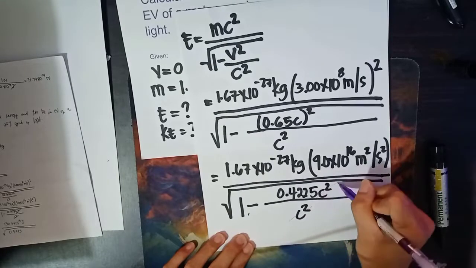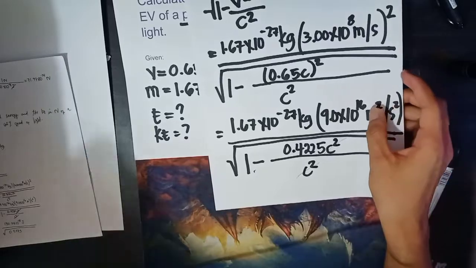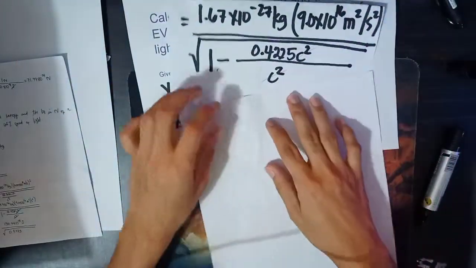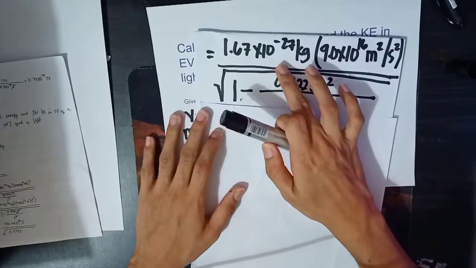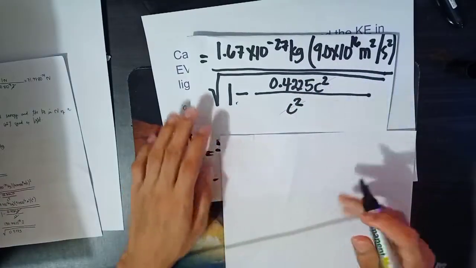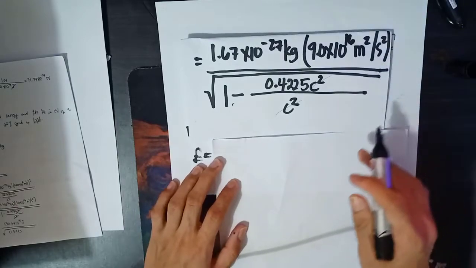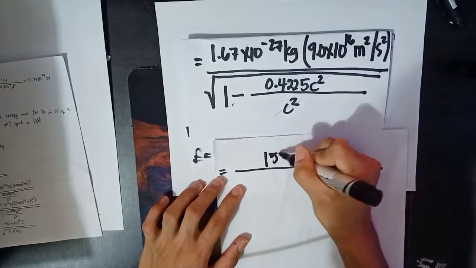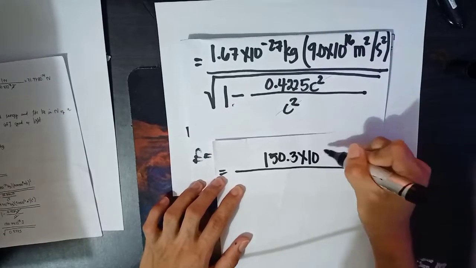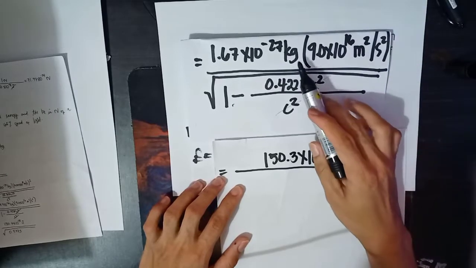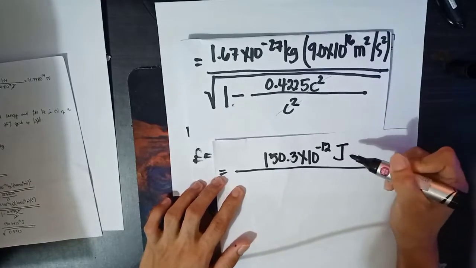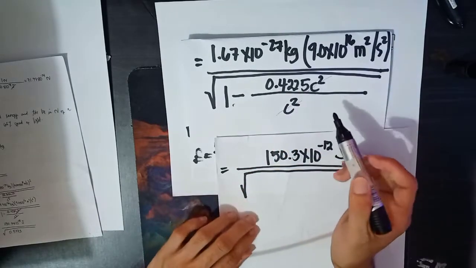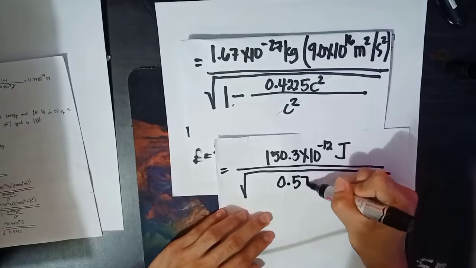So let's cancel out the same units. We have 1.67 times 10 raised to the power of negative 27 kilogram multiplied by 9.0 times 10 raised to the power of positive 16 meter squared per second squared, which is equal to 150.3 times 10 raised to the power of negative 12 kilogram meter squared per second squared, or joules. Then the square root of 1 minus 0.4225 is 0.5775.